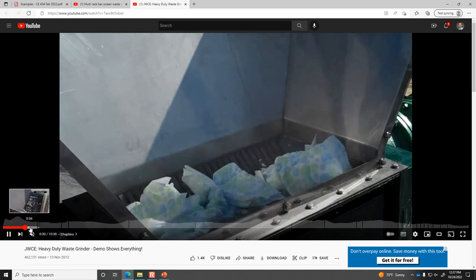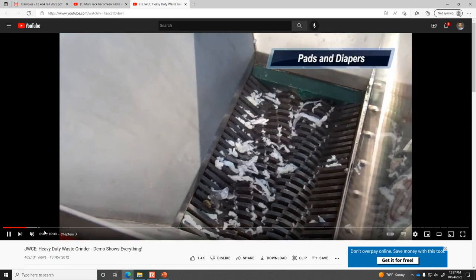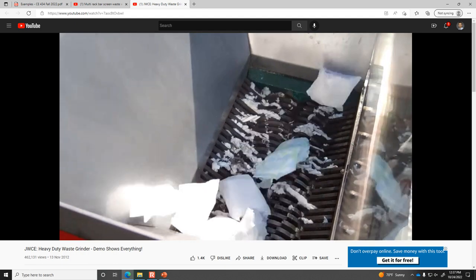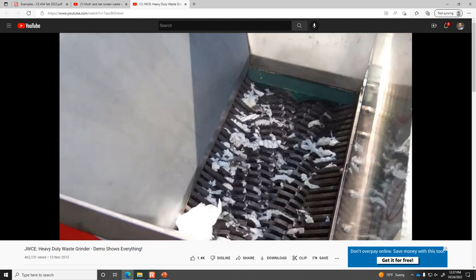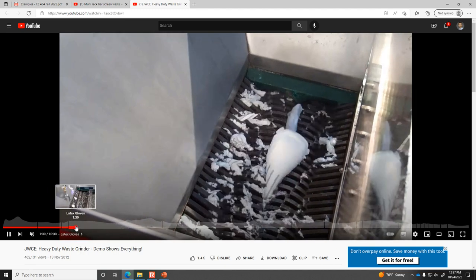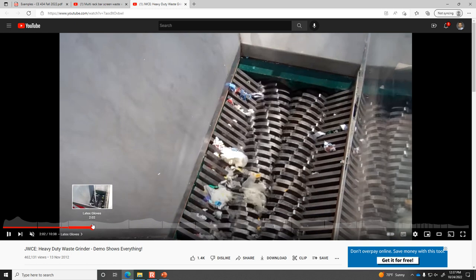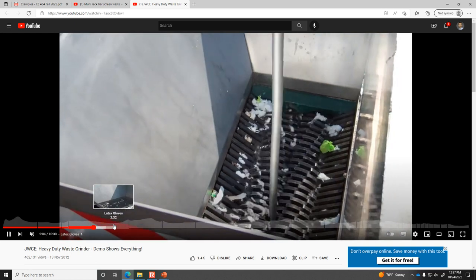So these grinders can do everything from the paper products that get into the wastewater. And obviously, it's not going to have any trouble with paper products, but you can move on to rubberized materials, mops.